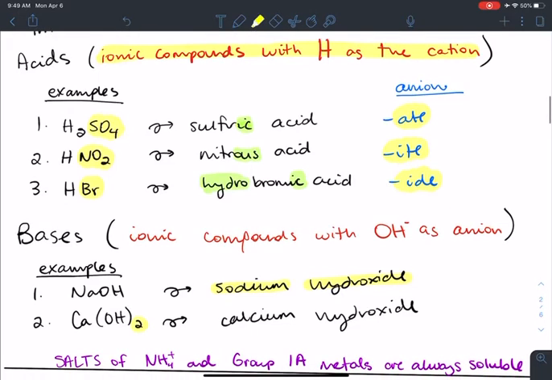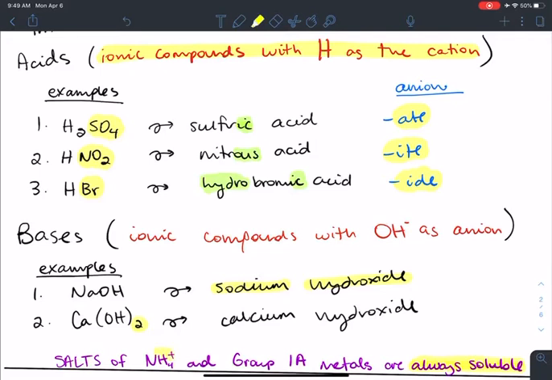Okay, and then before we move on, I just want to re-emphasize that we learned about solubility. The first rule on our solubilities had to deal with ammonium and group 1A metals. So lithium, sodium, potassium, rubidium, cesium, and francium. Salts of ammonium and group 1A metals are always soluble, which means that if you have something like sodium hydroxide and you put it in water, it's always going to do what? Exactly. It's going to dissociate.